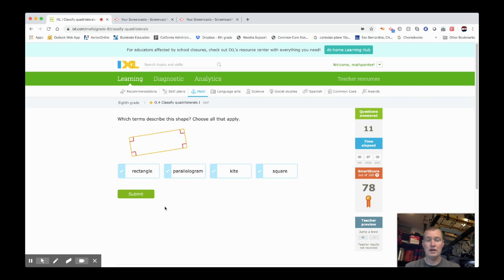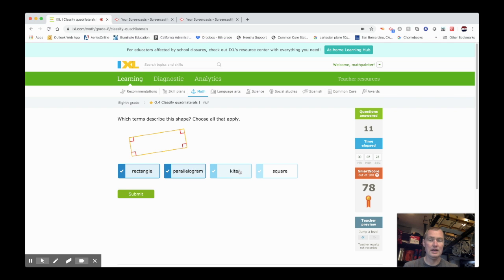All right, one more question to go. What term describes the shape? Choose all that apply. A rectangle for sure. Top and bottom are parallel, left and right are parallel, and they're all right angles. Rectangles are automatically parallelograms. Parallelograms have parallel sides. Because top and bottom are parallel and right and left are parallel, that is a parallelogram.